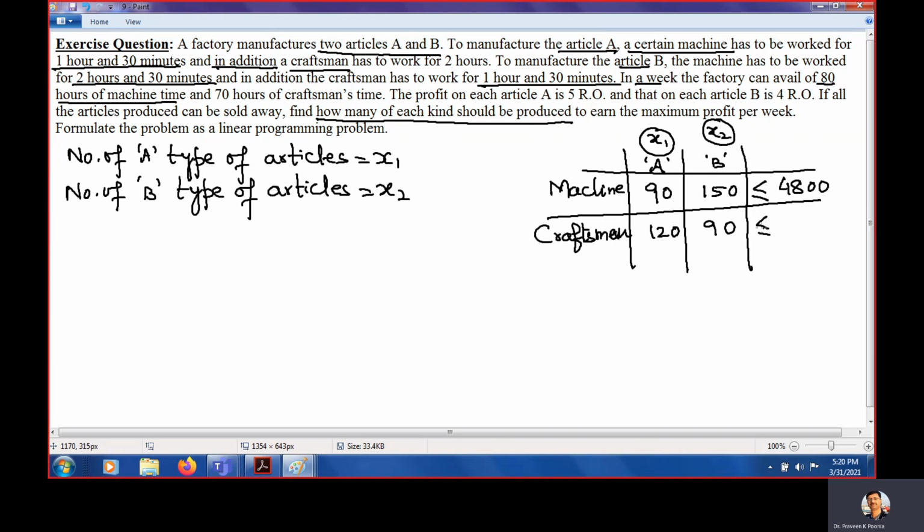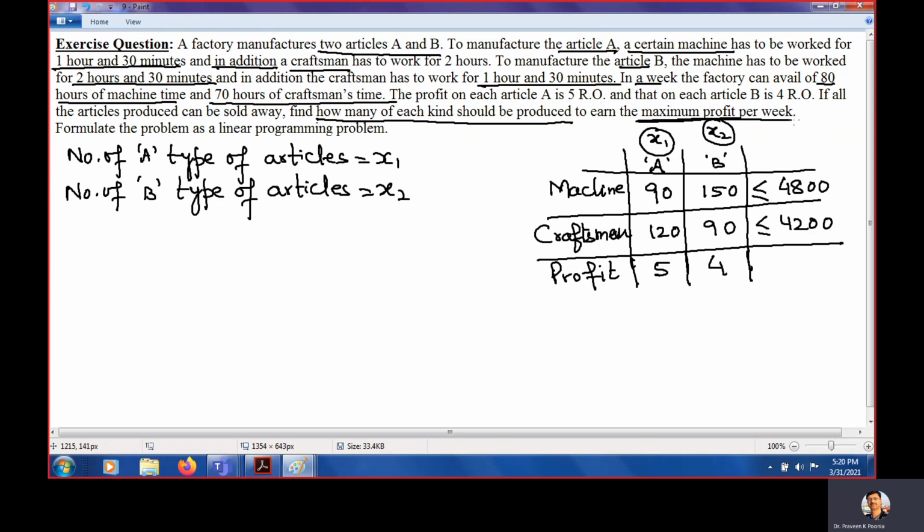And similarly, you can use the craftsman for 70 hours. So this is the upper limit. You can use the craftsman for 70 hours only. And if you change 70 hours into minutes, it is 4,200. These are the two things. Let us move next. Now this is the profit. The profit on article A is 5 Riyal and on article B is 4 Riyal. Clear? If all the articles produced can be sold.